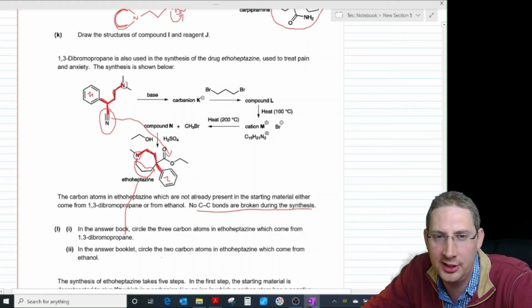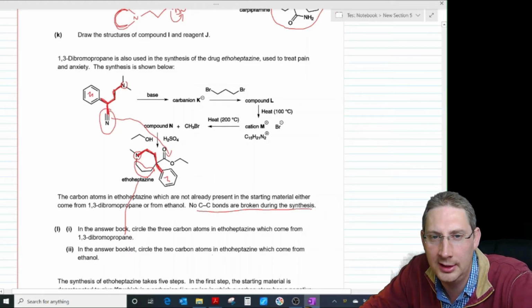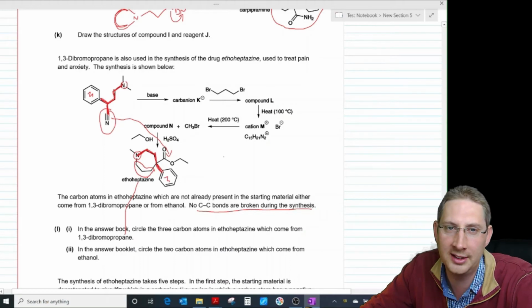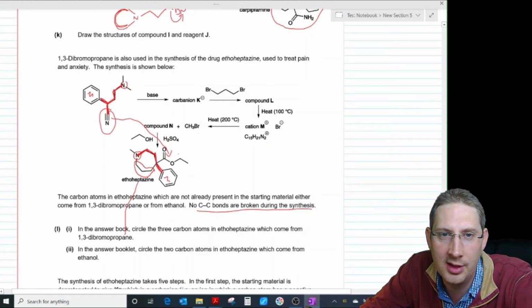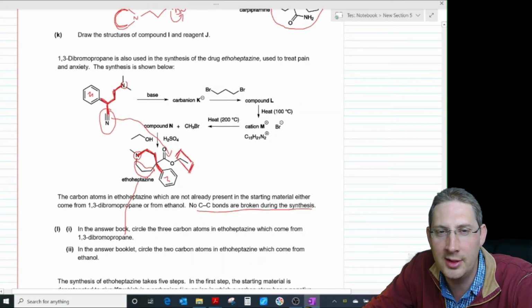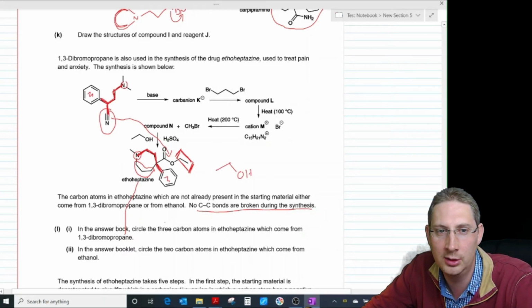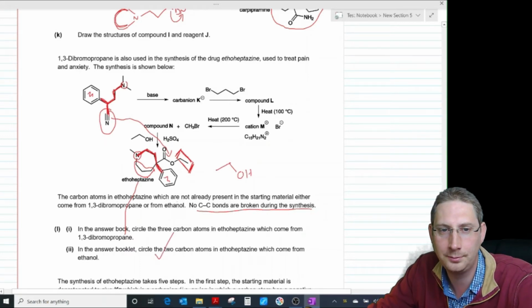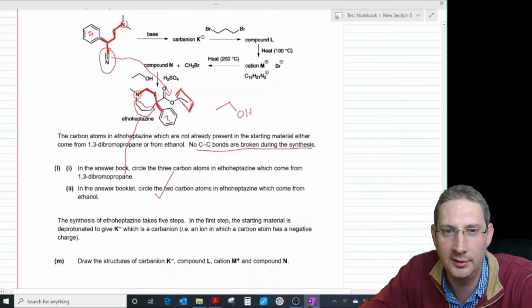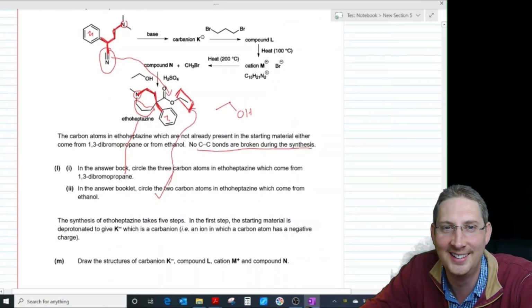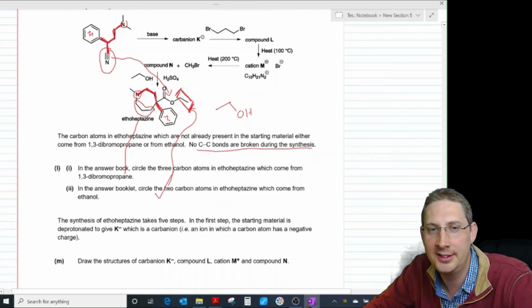In the answer booklet, circle the 2 carbon atoms in ethoheptazine which come from ethanol. That's much easier, isn't it? So that is these 2. So that's ethanol, isn't it? OH clearly having come in and attacked something. So that we're okay with. In fact, I better not tick it, because I'll do that later. So that's those. The synthesis of ethoheptazine takes 5 steps.